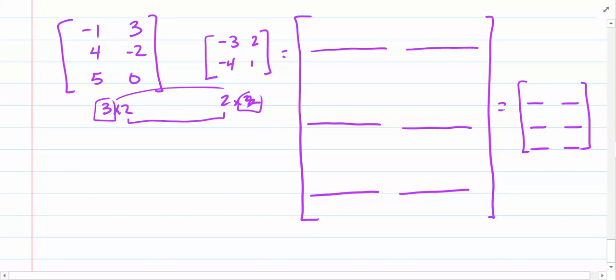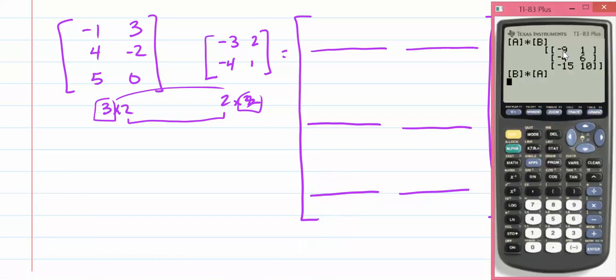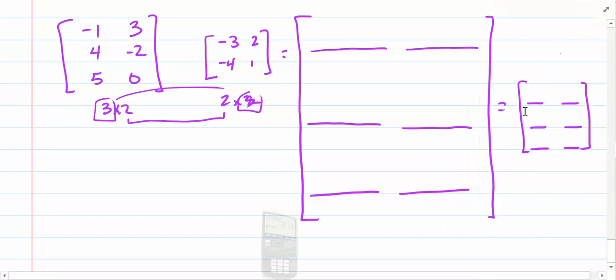No, these are both the same. These represent the same thing. I'm gonna show you how to get the answer. We know what the answer is, right? The answer is right there. We're trying to get this: -9, 1, -4, 6, -15, 10. That's what we're trying to get. I'll show you how to do it.